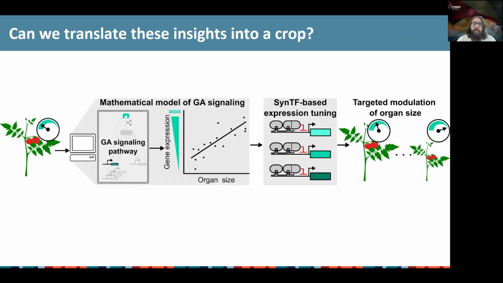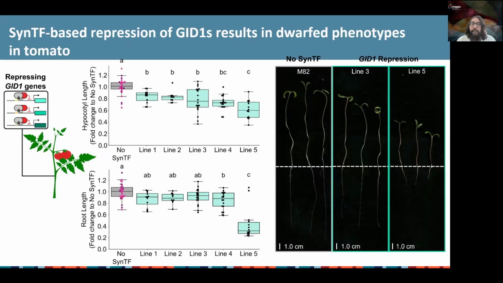All the work that I've told you about so far was done in Arabidopsis, but our goal is to re-engineer morphology in tomatoes. So we next tested if these models' insights could be generalized to tomato. Phenotyping of multiple independent transgenics that had synthetic repressors targeted to the GID1 genes in tomato demonstrated a consistent dwarfing phenotype across both the roots and hypocotyls.